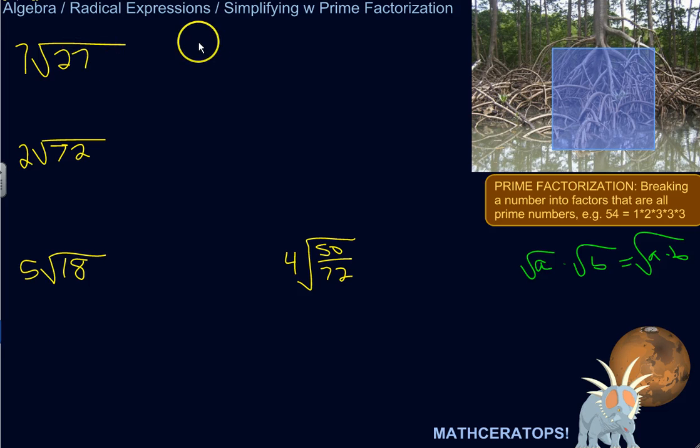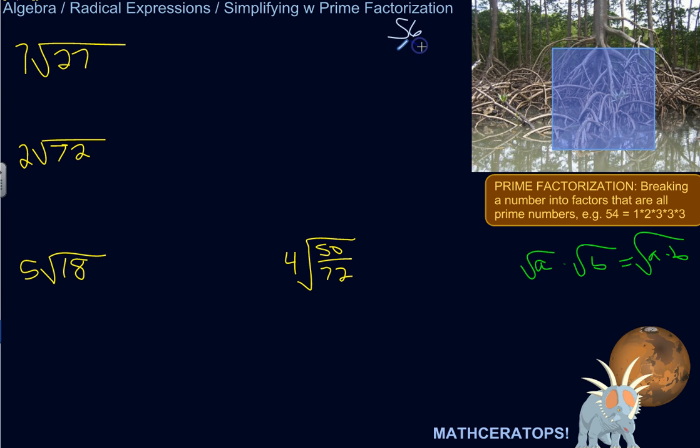What we can do is actually pull 27 apart and see if there's any perfect squares hiding inside of it that we could square root and put on the outside of the radical. So first, let us just review prime factorization. Let's say I had the number 56, and I wanted to factor it, and I wanted to get it down to all of its prime factors.